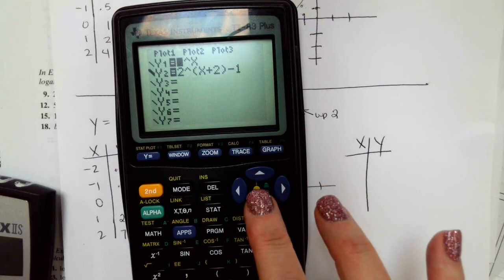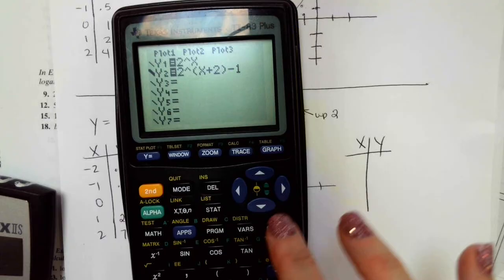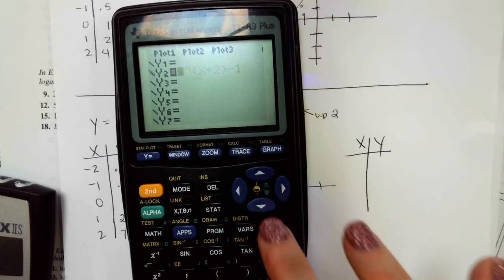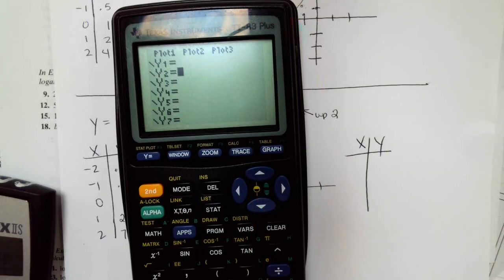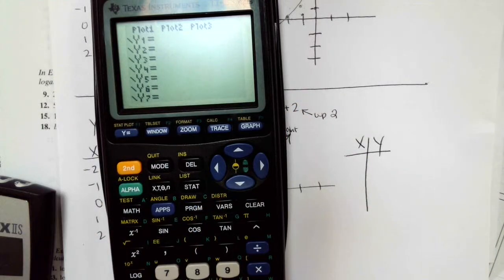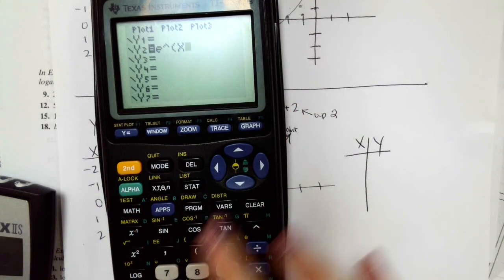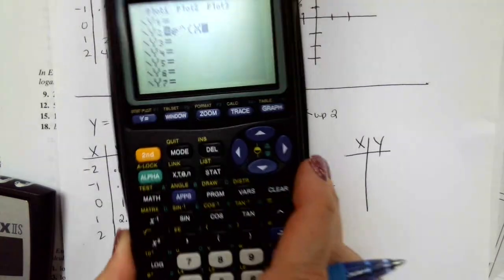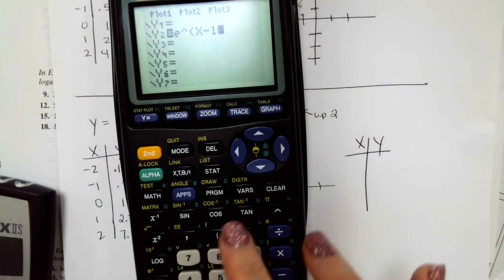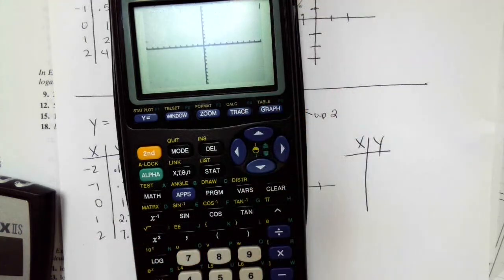So we've got e raised to the x minus 1. Don't know why my brain's not wanting to remember that. And then plus 2.